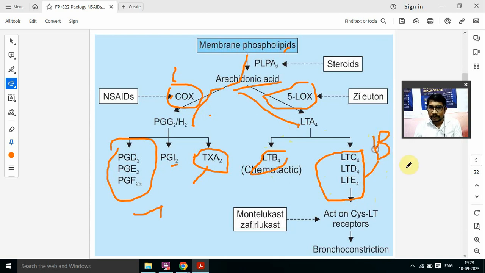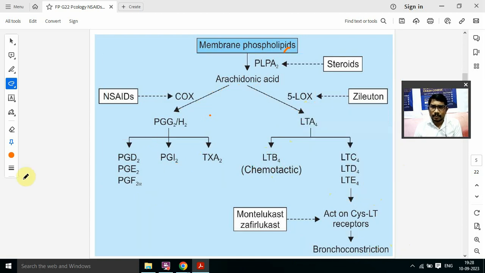Bronchial smooth muscle. They will interact with these leukotrienes, will interact with the bronchial smooth muscle and they will cause bronchoconstriction. ठीक है, याद समझ में आ रहा है आपको? Yes or no? Okay. So there are two kinds of drug that can act on this pathway.